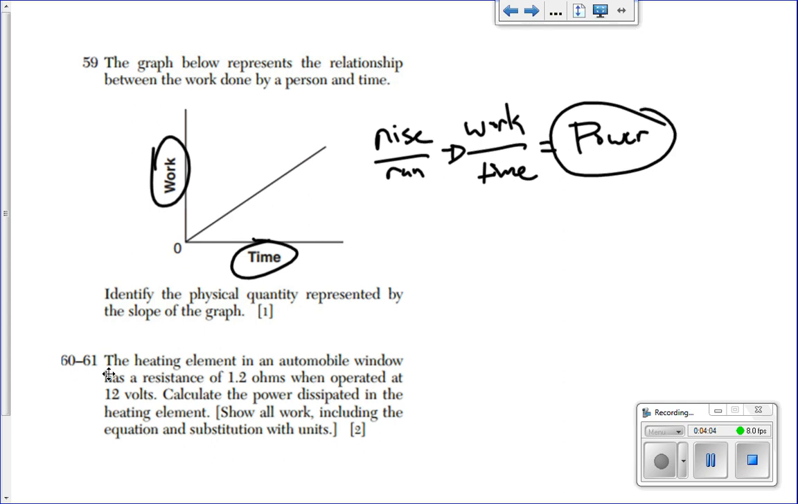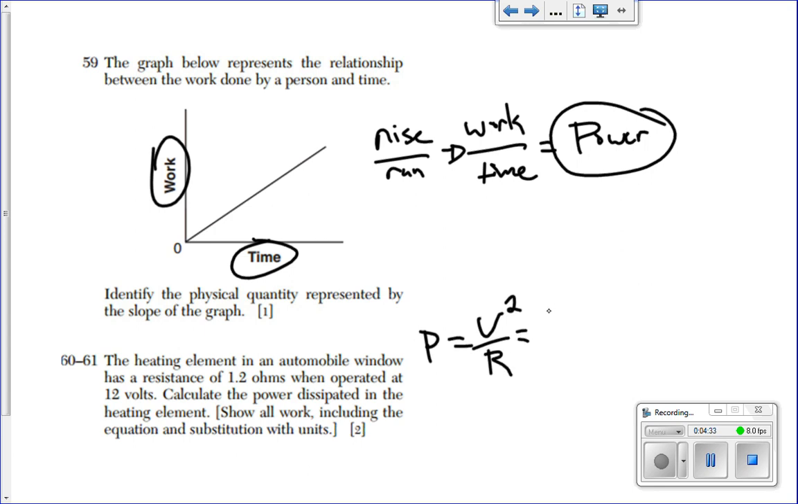Lastly, 60 to 61 is asking us to calculate. Oh, there's that word calculate again. Okay, that means we need to use a formula. So calculate the power dissipated by this heating element. So we need to go and find a formula for power that relates to volts and ohms. And the formula that I would recommend is power equals V squared over R.